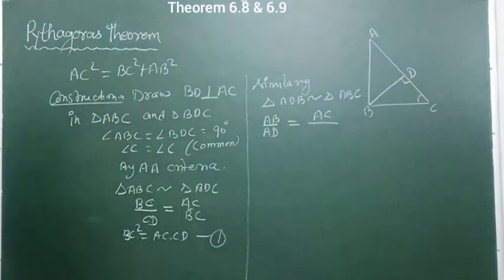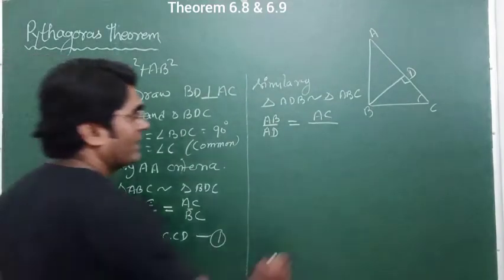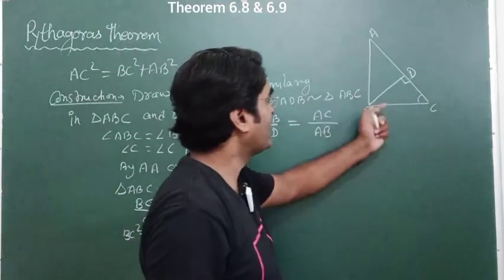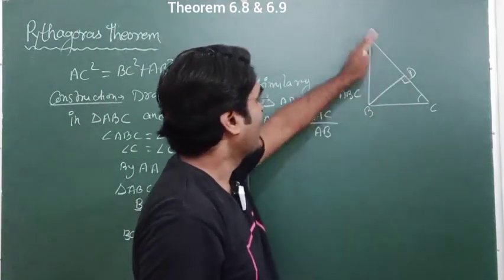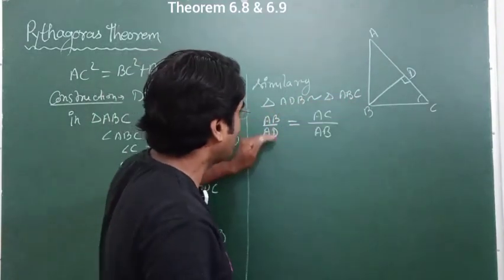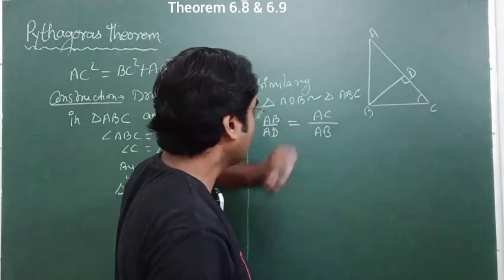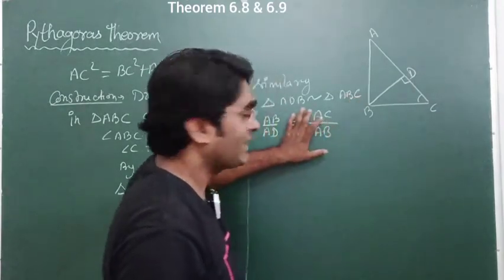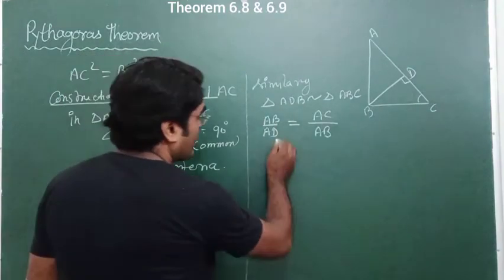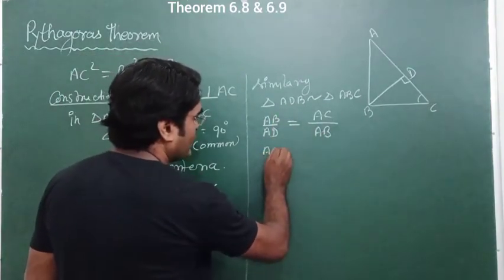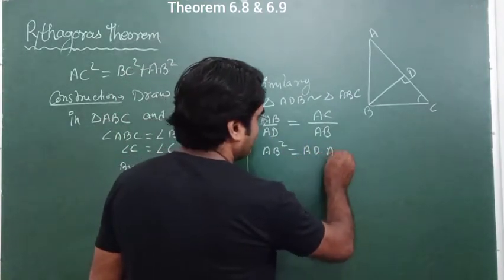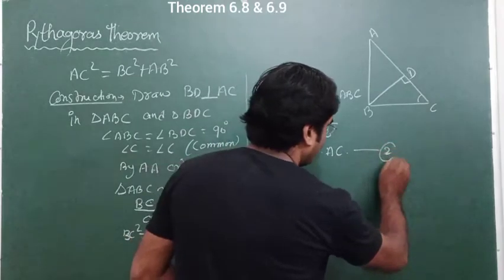So AB upon AD is equal to AC upon AB. Clear? AB is also a side of triangle ADB and ABC. So in triangle ADB and ABC, AB upon AD you are taking from triangle ADB, and from triangle ABC you are taking AC upon AB. Clear? Now again doing the cross multiply, AB into AB will be AB square is equal to AD into AC. Got it? This is 2.